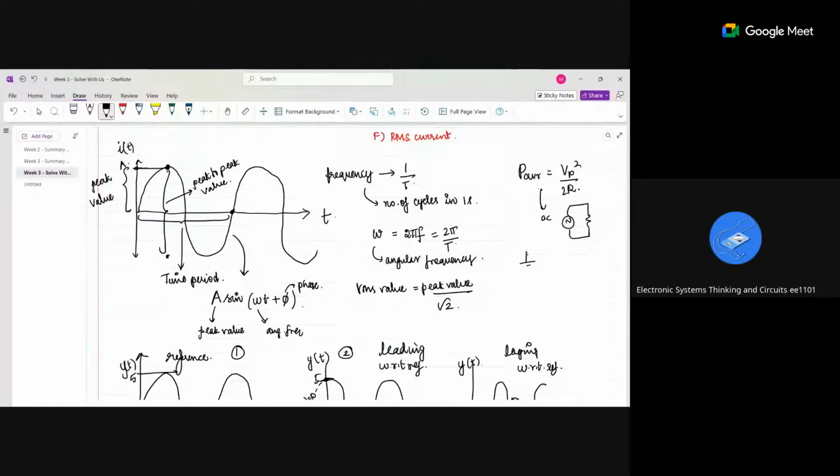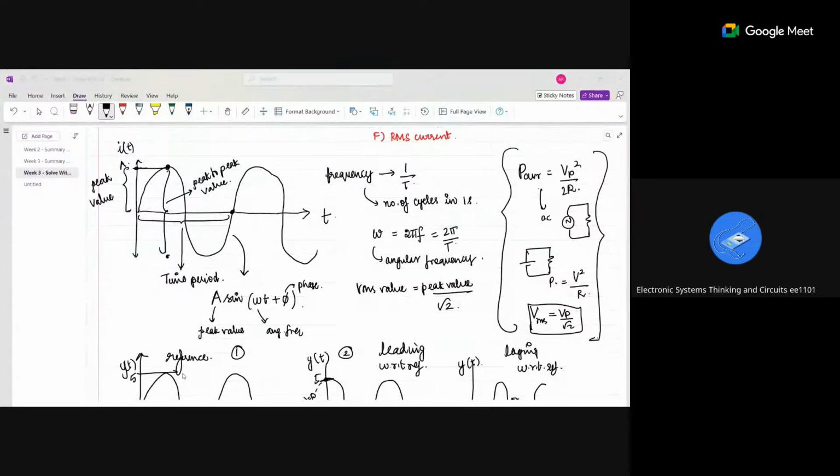In a DC circuit, the P value is equal to V square by R. So the DC equivalent for an AC circuit is Vp by root 2. That we call VRMS. This has been explained in the lecture also, and in the week 3 summary session I would have explained this. So you can go through that once. If you have any doubt, you can ask me again. Is it fine?